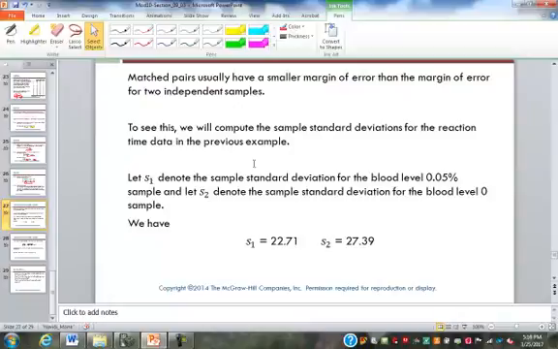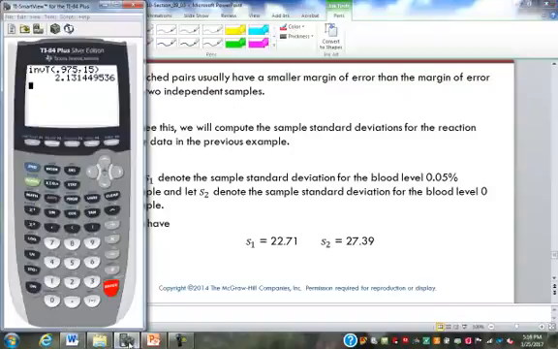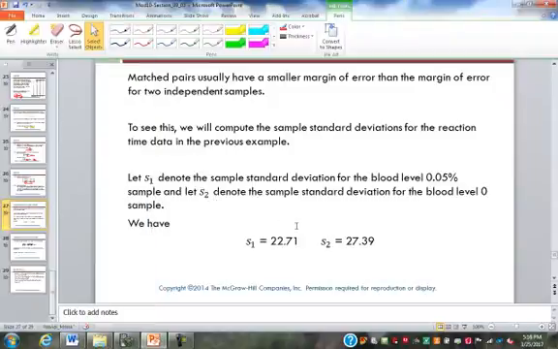Matched samples generally give a smaller margin of error than independent samples do. So let's go back, and I'm going to go through their example here to show that our margin of error is going to be small. They're taking the same data. They have the mean as set 1 and the mean as set 2. And then here they found the standard deviation as set 1 is 22.71. Standard deviation as set 2 is 27.39.